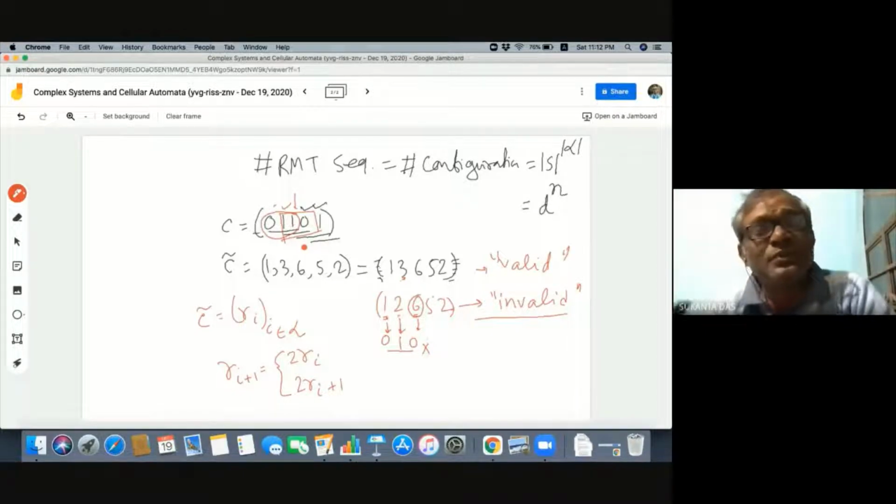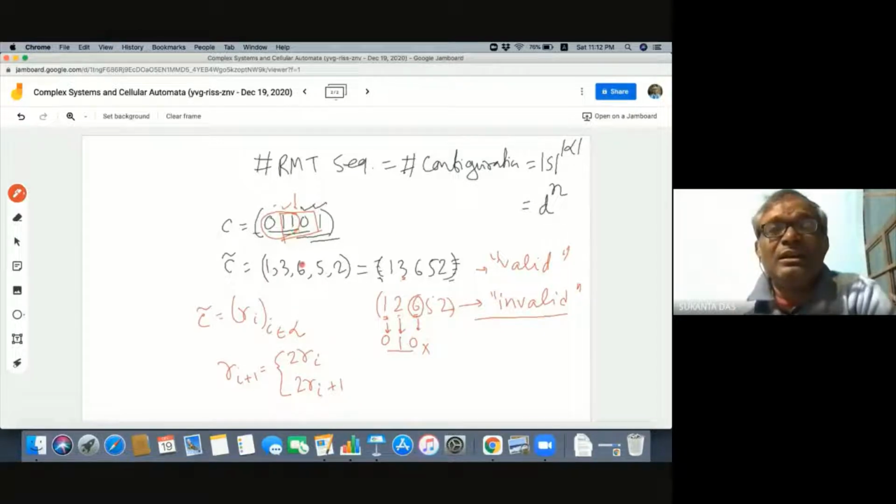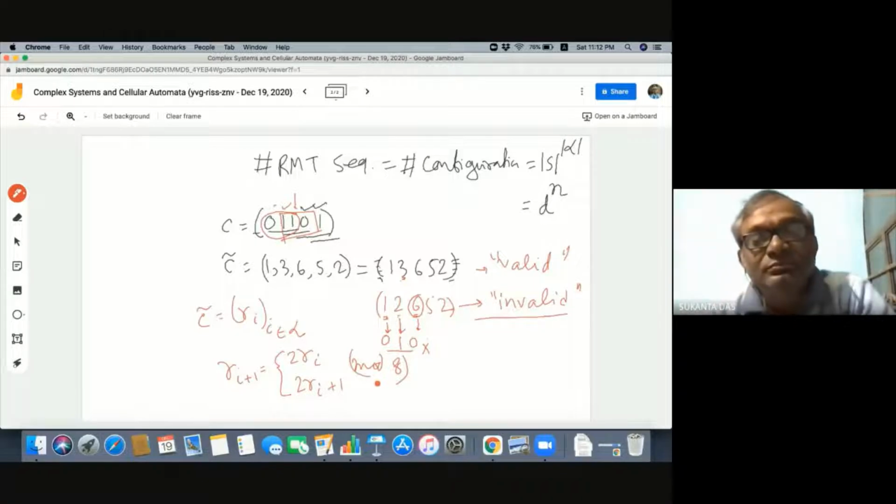And this is true for all binary CA. And in case of ECA, if it is 6, then 6 into 2 is 12, but RMT 12 is not valid, so you have to mod it. So in this case, we do a mod 8 operation. So this is true for any RMT sequence, right?